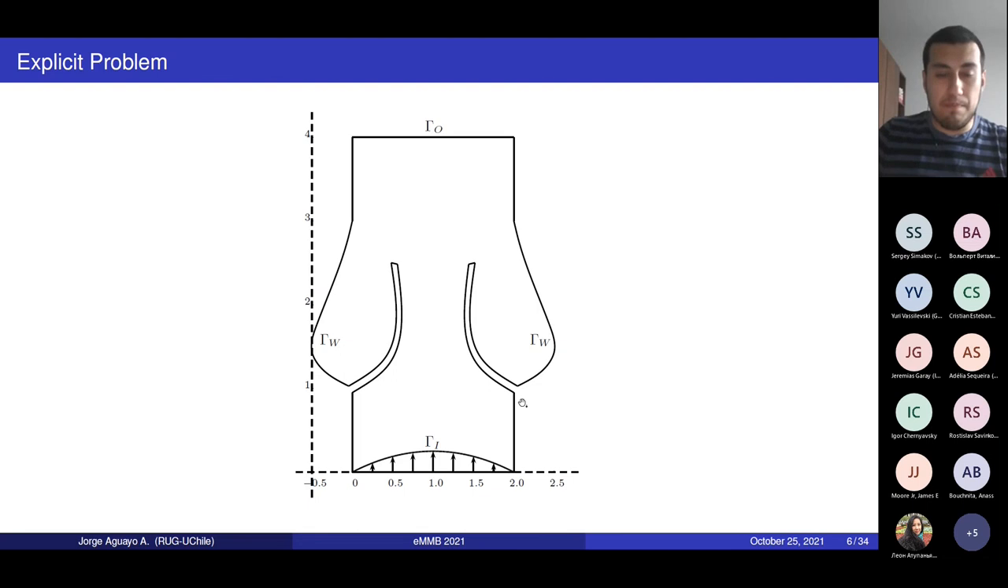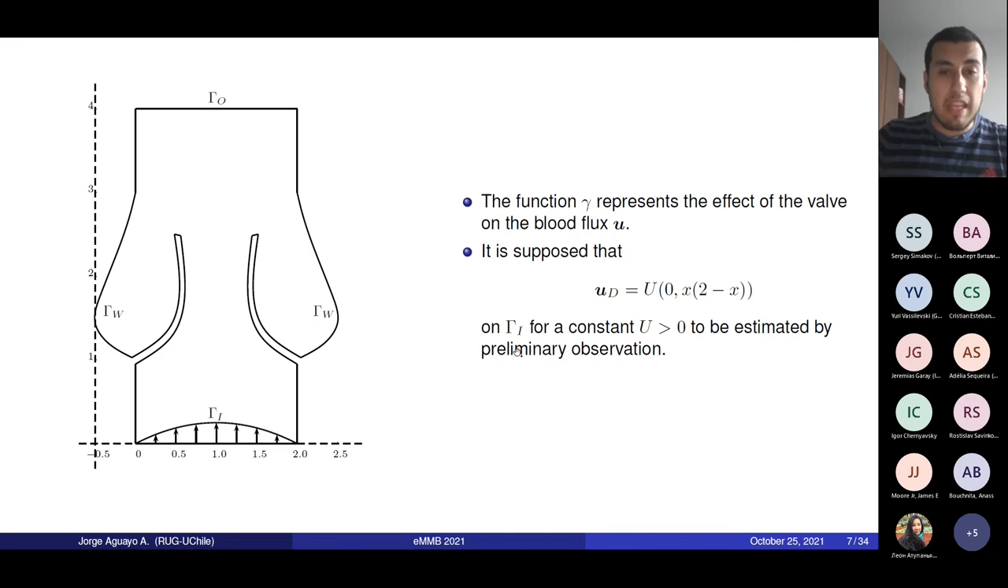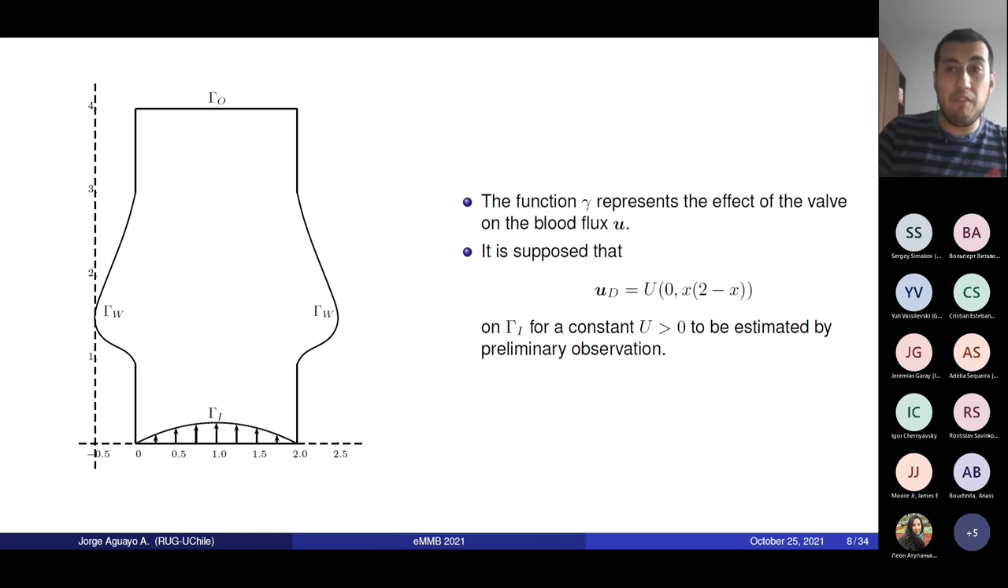This is the aortic valves. This is just a sketch of the aortic valves. But the idea is passing from this to this, a virtual domain, when the valves are not drawn in the domain, but we are using an auxiliary term for the Navier-Stokes equation that represents the effects of the valve on the velocity of the fluid.